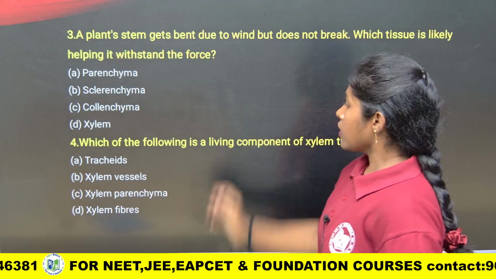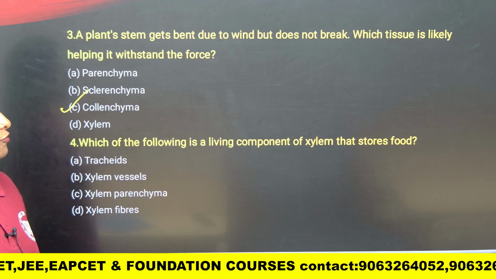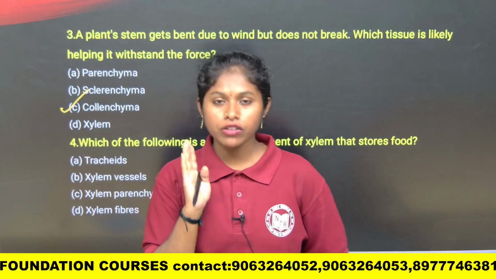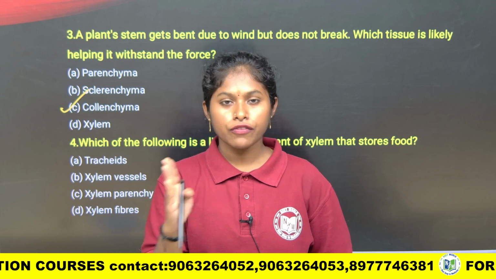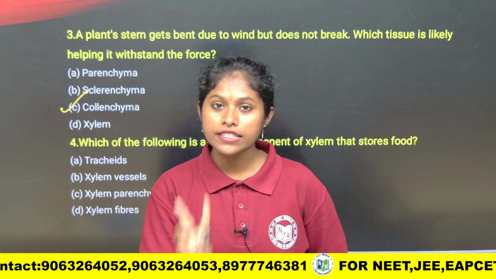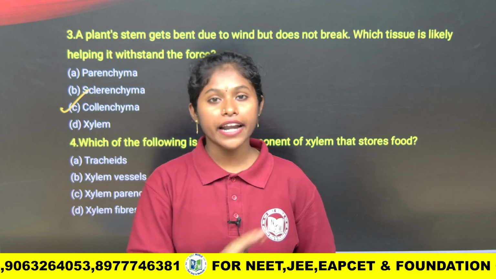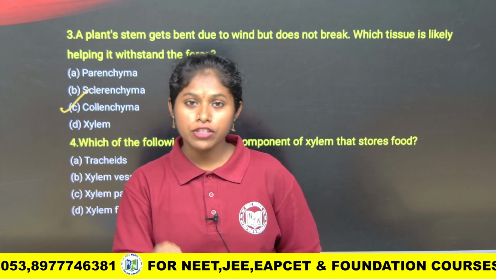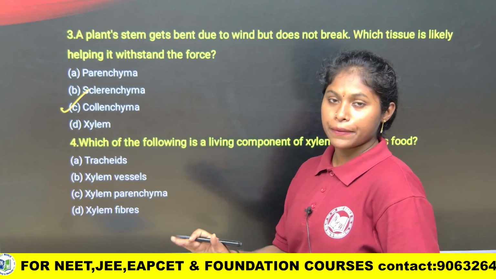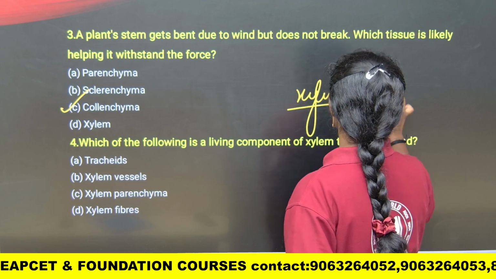Okay. Let's see the fourth question, children. Which of the following is a living component of xylem? Is the xylem a dead tissue or a living tissue, children? We know that xylem is almost dead tissue, because out of the 4 components, 3 components are dead. Tracheids, vessels, and xylem fibers are the dead tissues. So the only living tissue present in the xylem is xylem parenchyma, because we know that parenchyma is a living tissue.